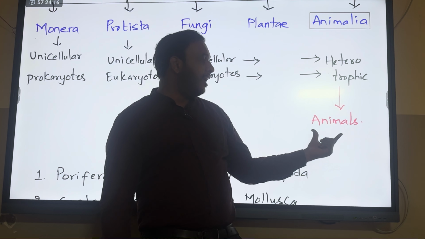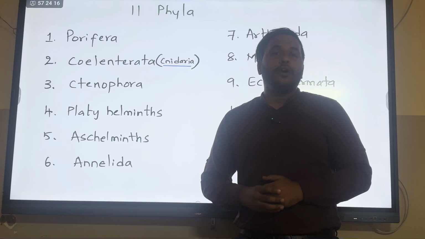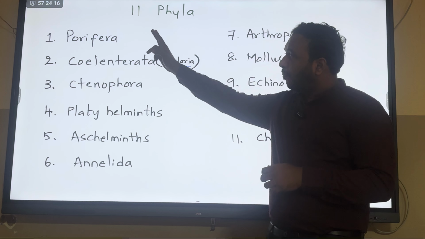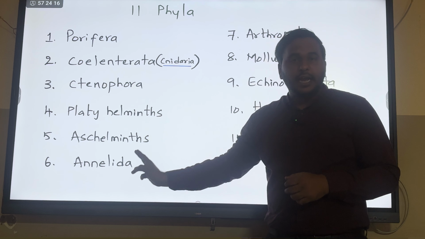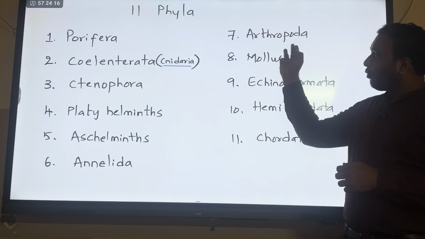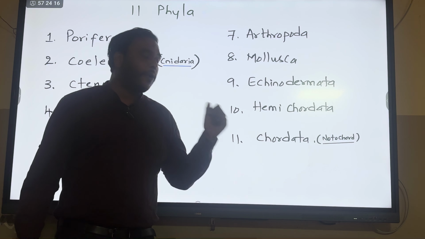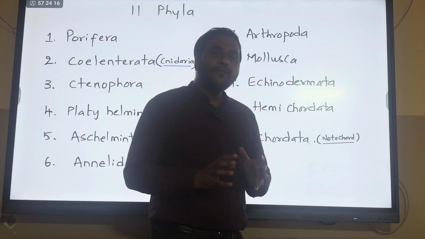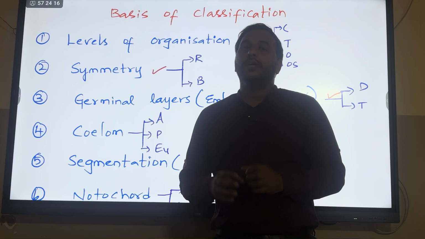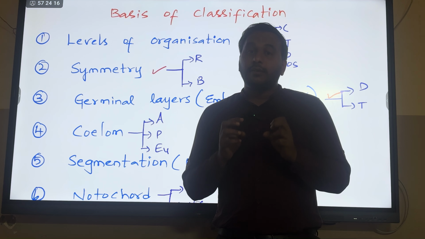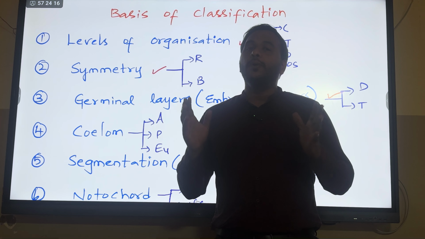It includes exclusively animals. So the animal kingdom consists of totally 11 phyla: Porifera, Coelenterata, Ctenophora, Platyhelminthes, Aschelminthes, Annelida, Arthropoda, Mollusca, Echinodermata, Hemichordata and Chordata. So these are the 11 phyla of the animal kingdom. So now let us go through the basis of classification. That means on what criteria the animal kingdom has been divided into 11 phyla.